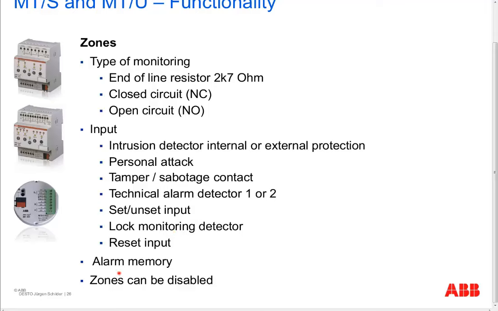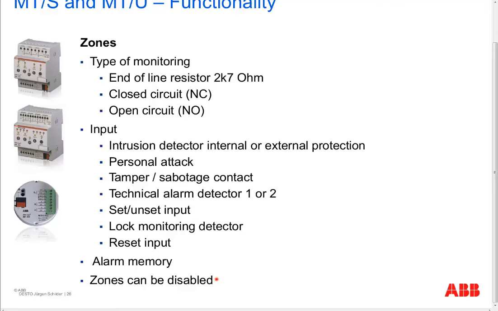And an alarm memory exists. What does it mean? If an alarm appeared, we can detect which zone, which sensor was causing this alarm. And if you have a touch panel behind, you can also see this directly as information, as a text on the touch panel.